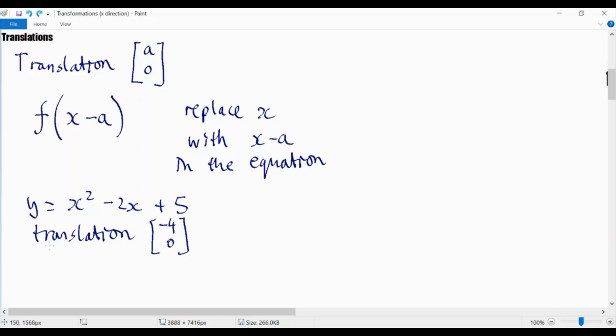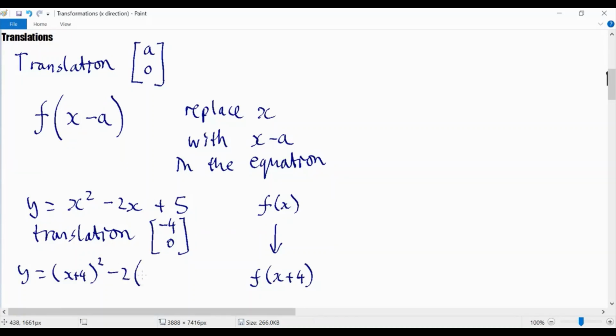So therefore, every x is being replaced with x plus 4. And if you're writing using the posh function notation, f of x is going to change to f of x plus 4, I said. And therefore, the equation is now going to be, well, it was x squared, but now it's going to be x plus 4, all squared.